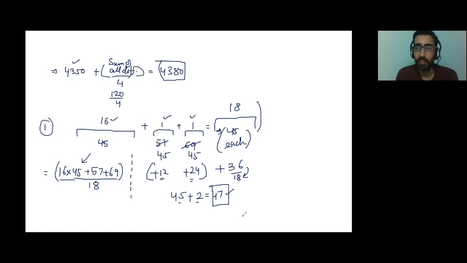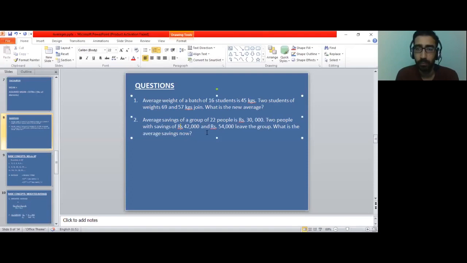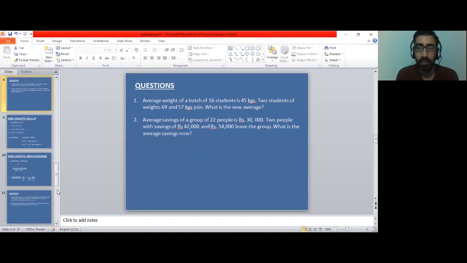Okay, why not use this approach to solve question number 2? Now, please don't go back to the old method. Please try to solve this using the approach we just discussed.